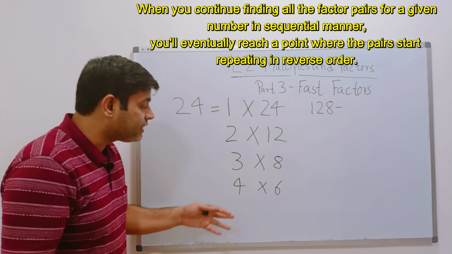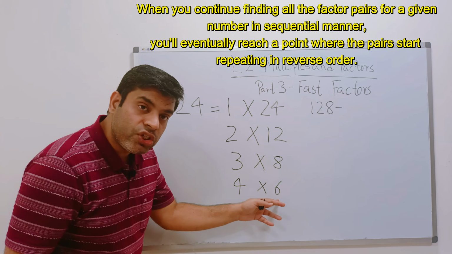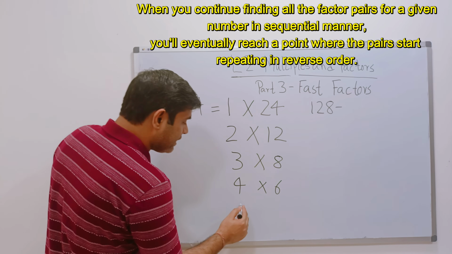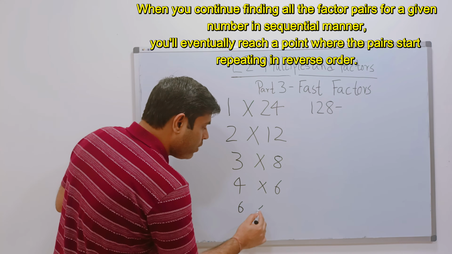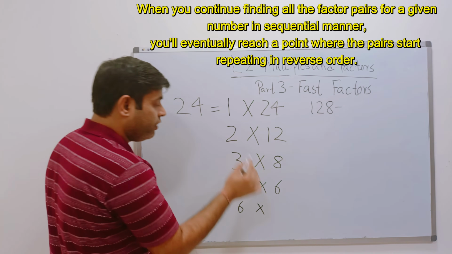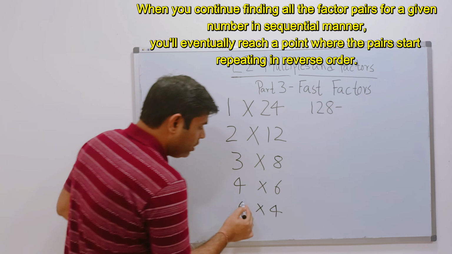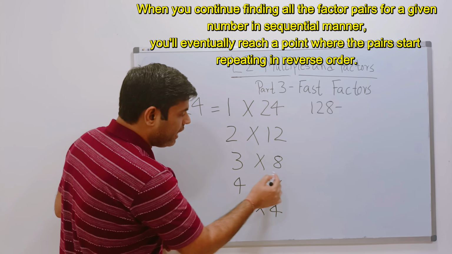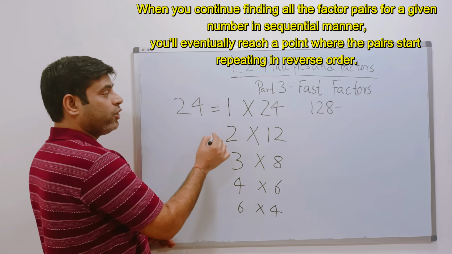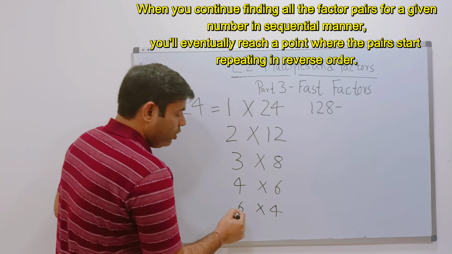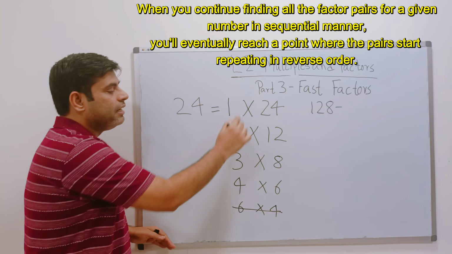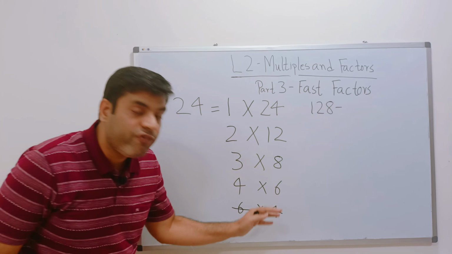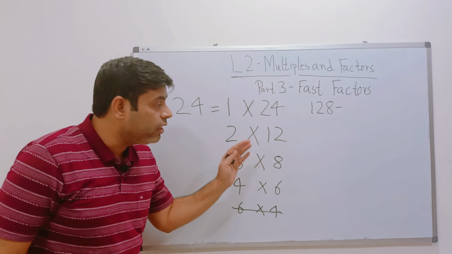Let's move on to the next, 6. But 6 I have already mentioned here. So what would happen if I write 6 here? What do I multiply with 6 to get this answer? 4. That would be the other factor. So now you see it is going to repeat itself. Same thing, if I go further, it would be 8 multiplied by 3, then 12 multiplied by 2, 24 multiplied by 1. So here I have completed the list of all the factors. These are the 8 factors. I got all the factors.